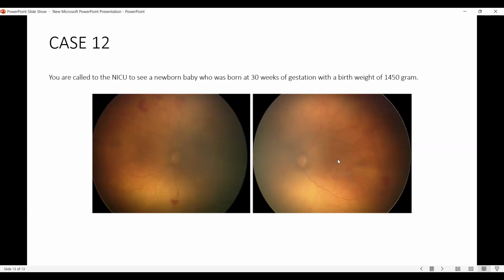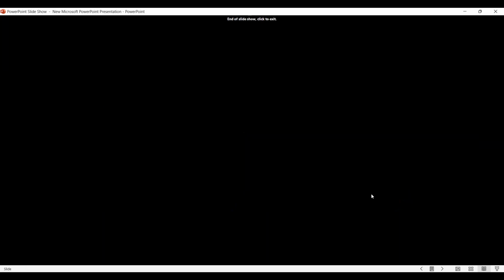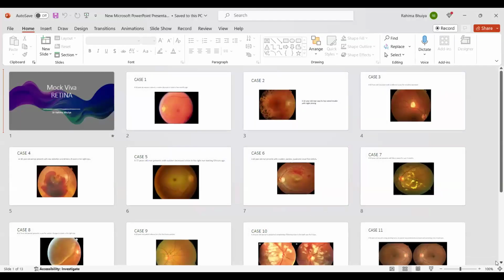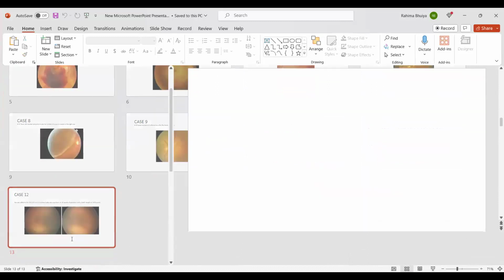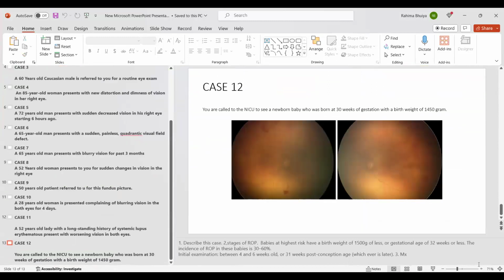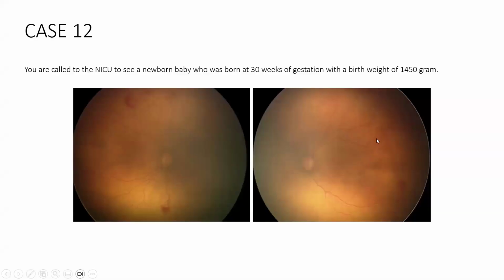It is marginal, because if you draw an imaginary circle from here, twice the distance from there, it could be here. Somehow it falls in zone 1, we can say. So zone 1 to 2. Yes, stage 3, zone 1 to 2, with plus disease.